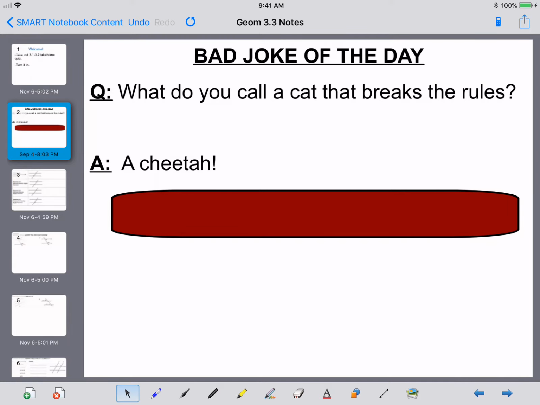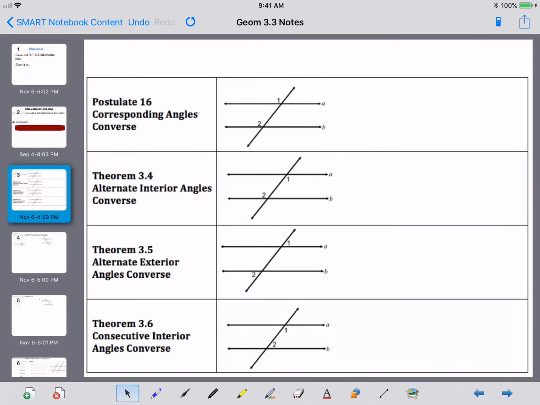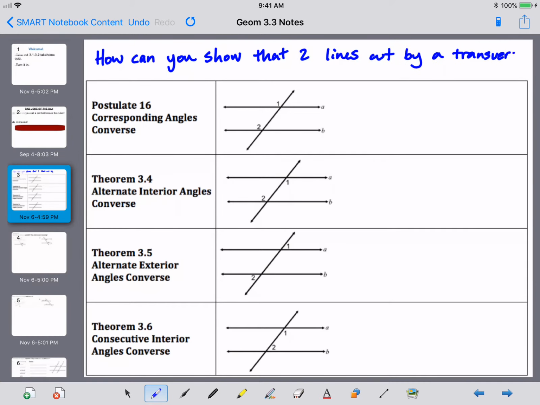But in any case, let's move on to the notes. So your essential question for today, I know it's not shown on here, but we are going to answer the question, how can you show that two lines cut by a transversal are parallel?